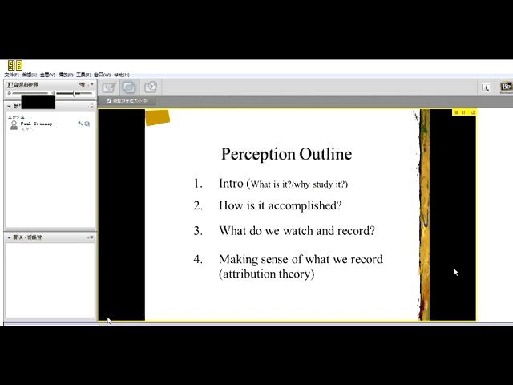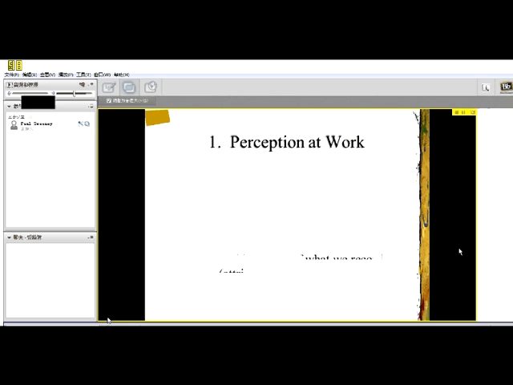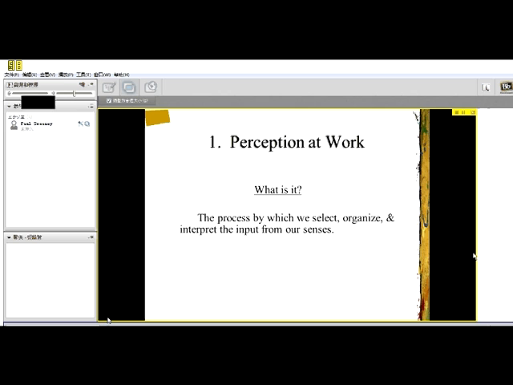So this is the outline, and really point number 3 and 4 will be the second part. I'm going to talk about the intro and how perception is accomplished. But first things first. What is perception?